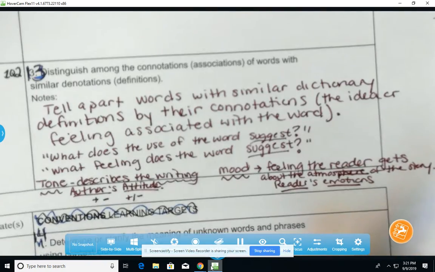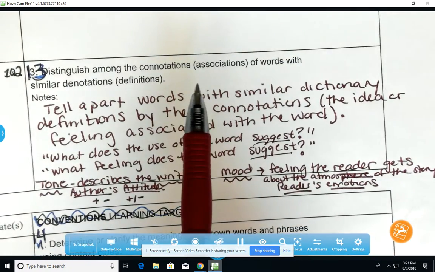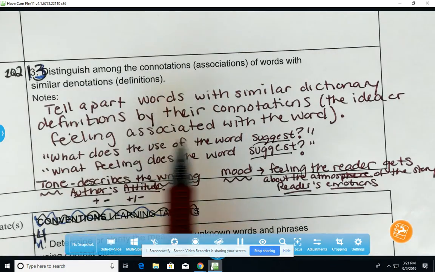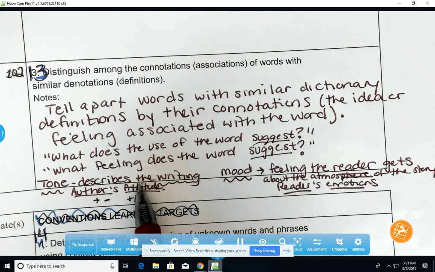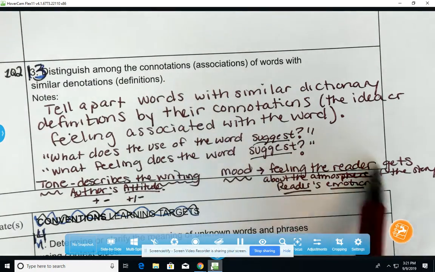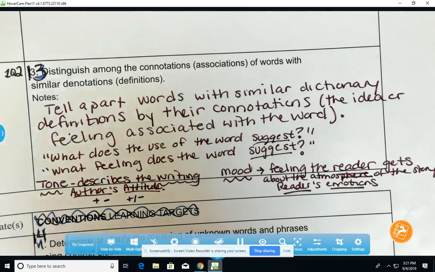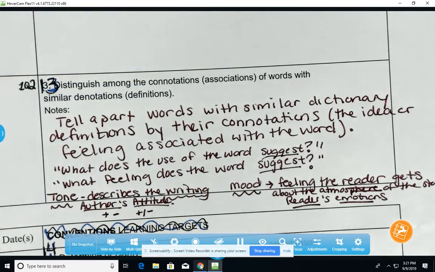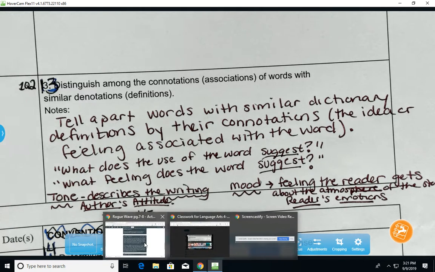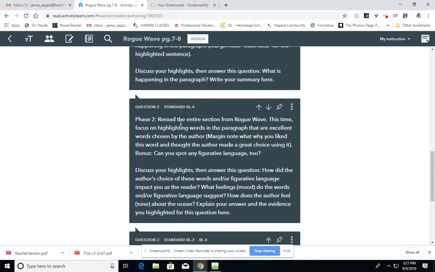That's mood. So connotations, or the feeling associated with the word, can tell us a little bit about the author's attitude in the writing, but it also can make you feel a certain way as you're reading it. So that's what we're going to be looking at with phase 2. So if we look in phase 2 of the reading, it says to reread the entire section of Rogue Wave, focus on highlighting words in the paragraph that are excellent words chosen by the author.